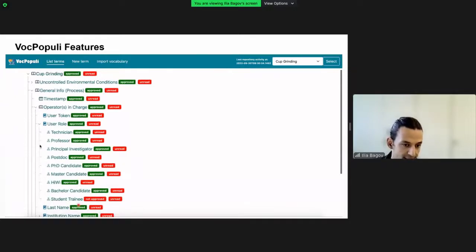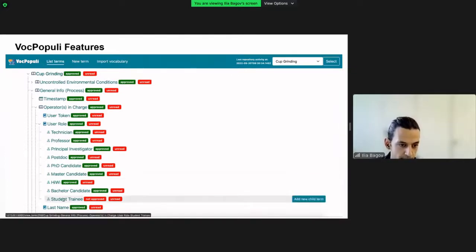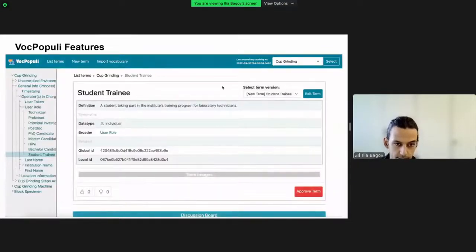Now, as soon as the term has been submitted, it's shown here in the vocabulary, but please keep in mind that its status is not approved, which means that the term itself has not been officially approved by the vocabulary moderators to be used in the vocabulary. Now, if I click on it, I get this view here, which shows some of the more detailed information about the term. Information such as its definition, its data type, its broader terms, and these two IDs, the global ID and the local ID, which I'll describe in a bit more detail later on.